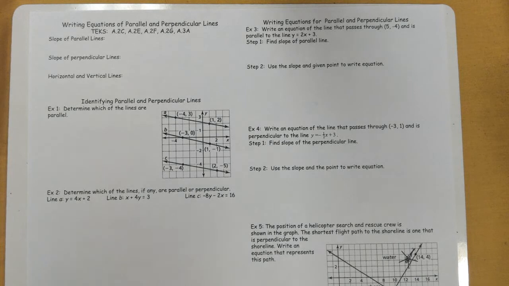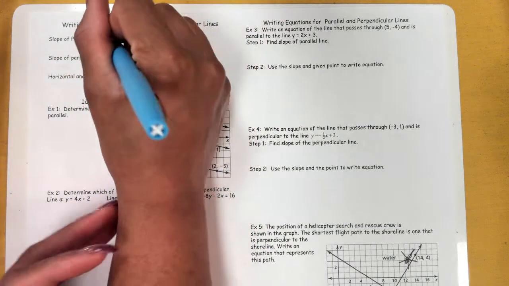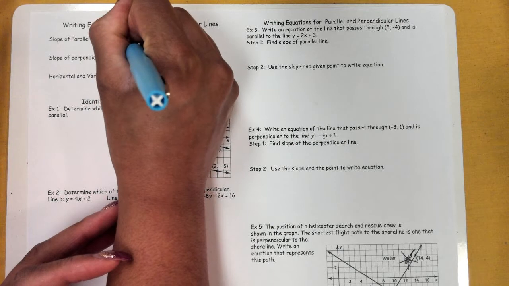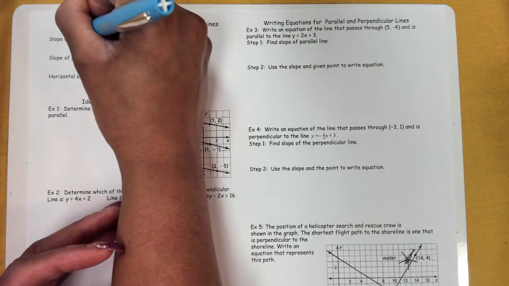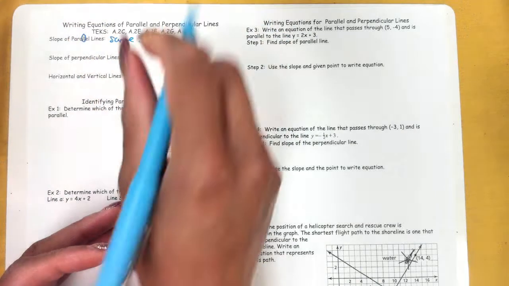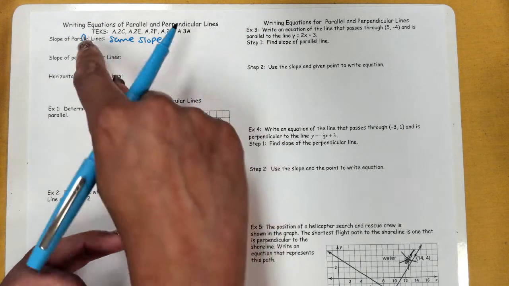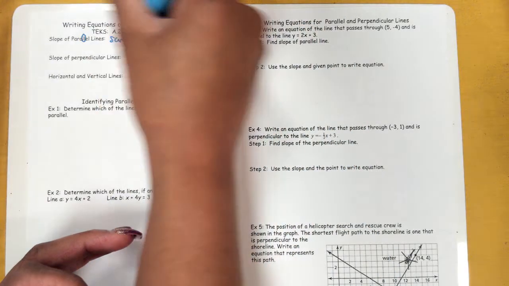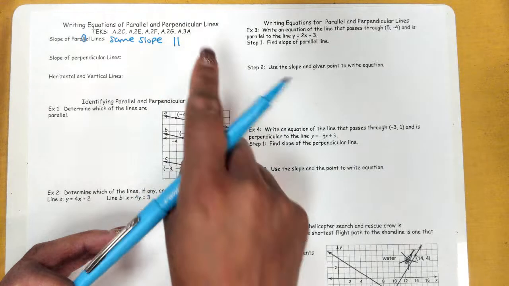Hello class, we are going to talk about writing equations of parallel and perpendicular lines. So the slope of parallel lines are the same. They have the same slope. Note the double L's in "parallel" give me parallel lines. They are the same slope. Sometimes you'll see me use this symbol, meaning parallel lines.